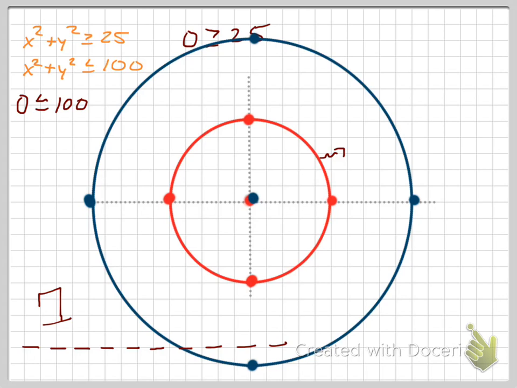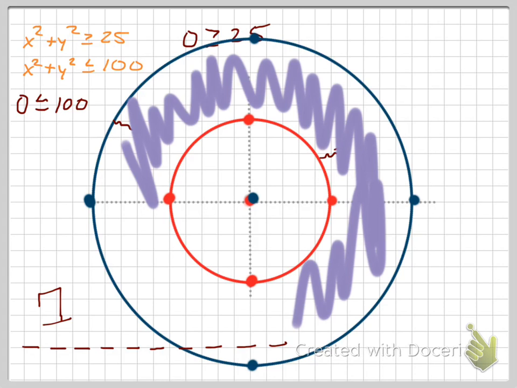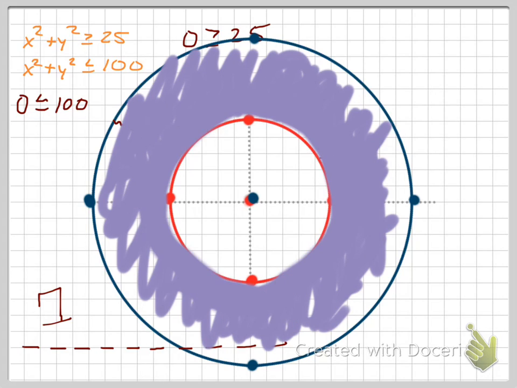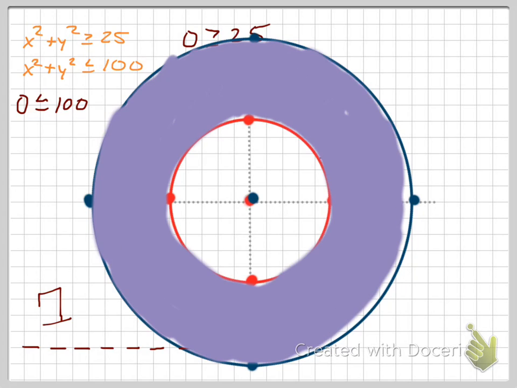So anyway, 0 is less than or equal to 100. That is true. So we're shading inside the blue circle. And so the shade is right there.